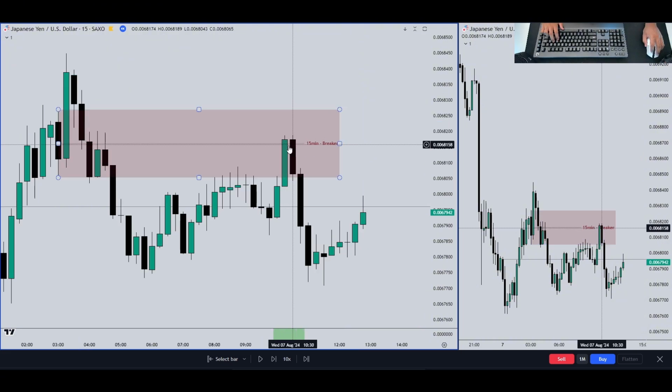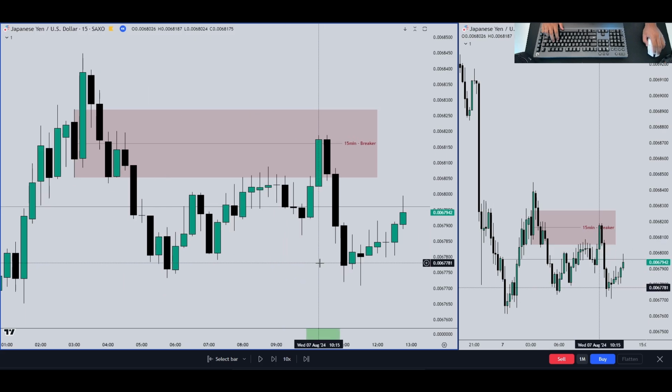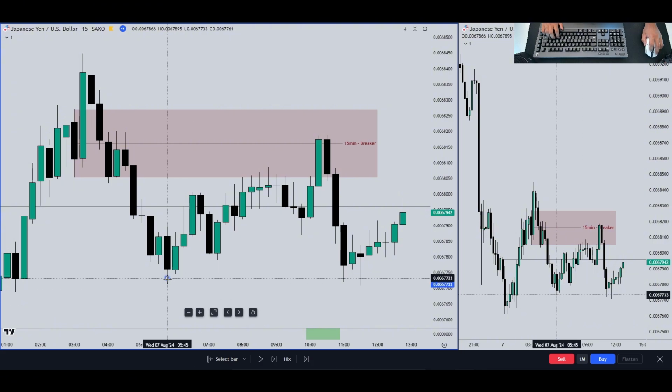And we see price tap. It passes a little bit of consequent encroachment, but that's fine. Look at the respect at the end of the day. That's exactly what we want. And again, possible targets. And of course, we have a trend line here.